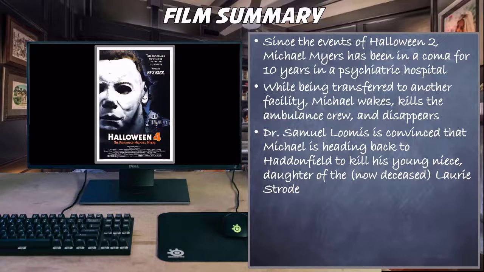Dr. Samuel Loomis, Michael's doctor, is convinced that Michael is heading back to Haddonfield to kill his young niece. His young niece being the daughter of the now deceased Laurie Strode. Yes, they killed off Laurie Strode. Jamie Lee Curtis did not appear in Halloween 4.